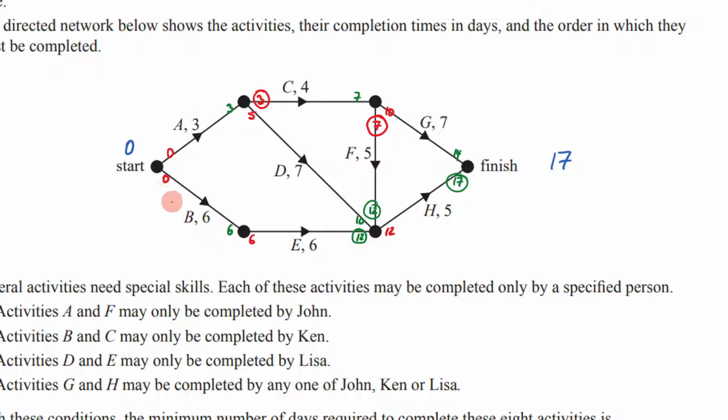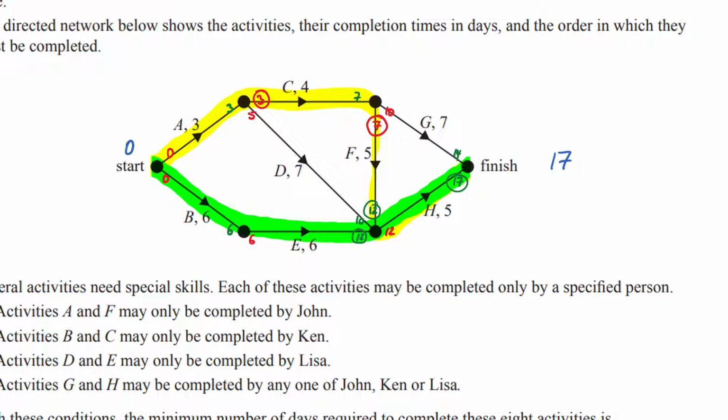Now, once you've done that, you want to identify your critical path. And it looks like we're going to have multiple ones here. Remember, to figure out your critical path using this method, you want to see the same number going in and out. So for instance, 0, 0. So 0, 3, 3, 7, 7, 12, 12, 17, 17. But there's also another way you could have done this. We could have gone 0, 0, 6, 6, 12, 12, 17, 17. So we could have also gone that way.